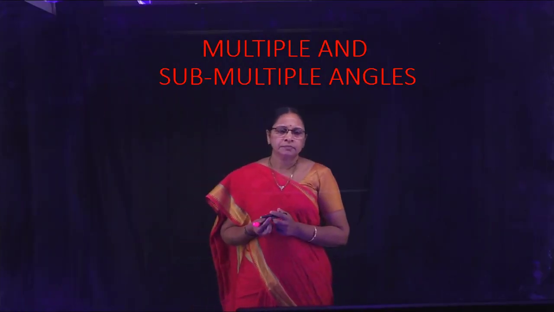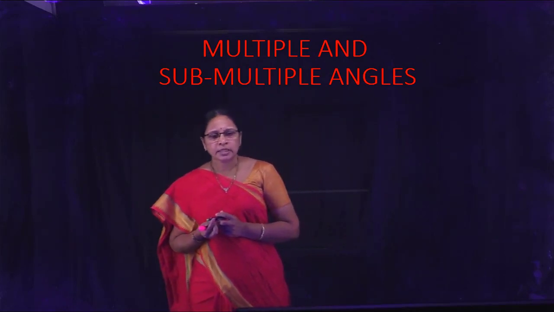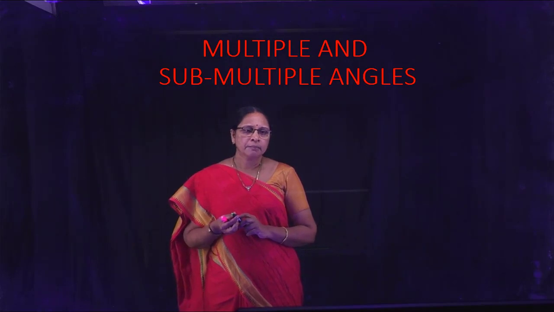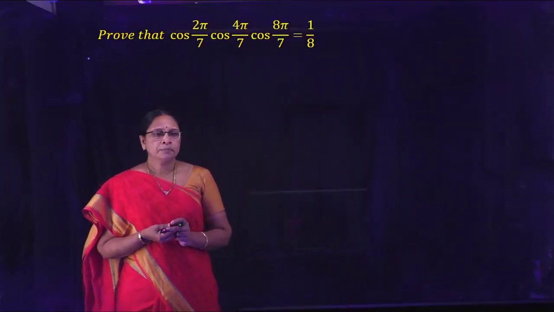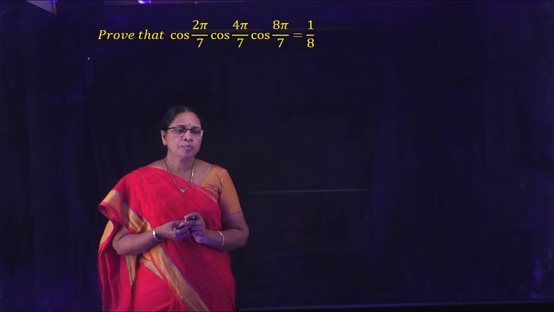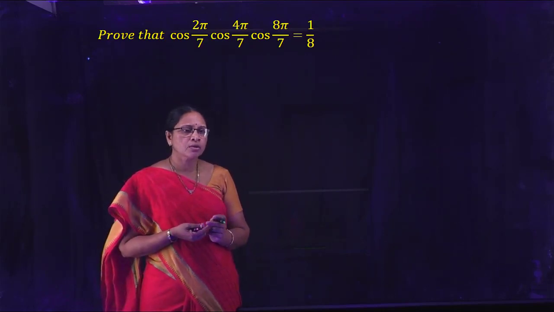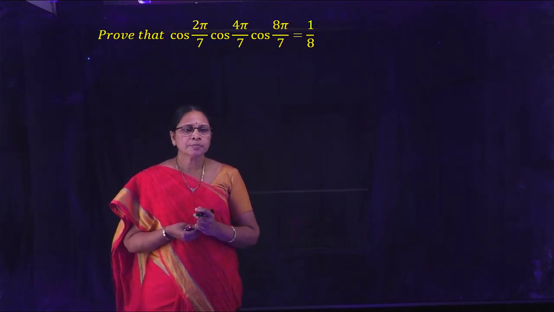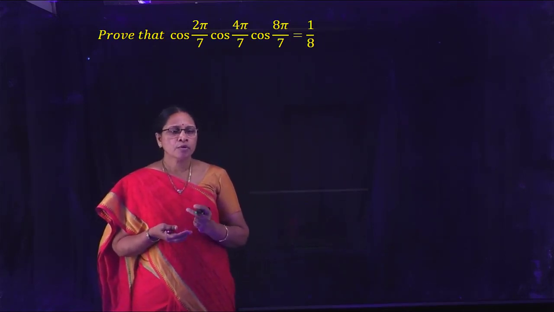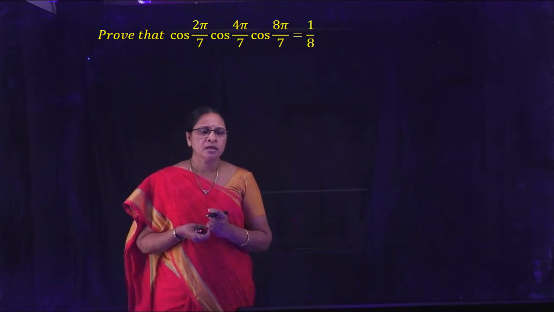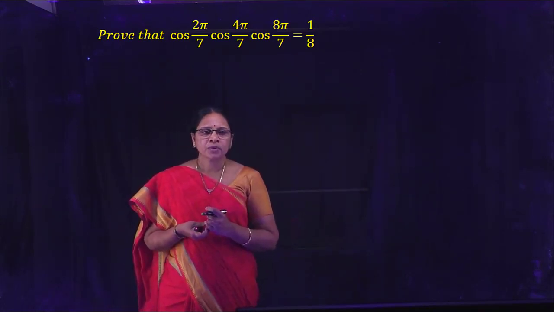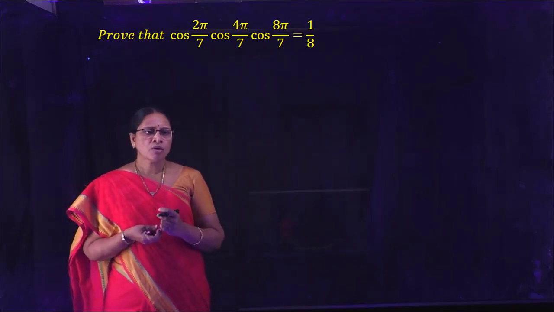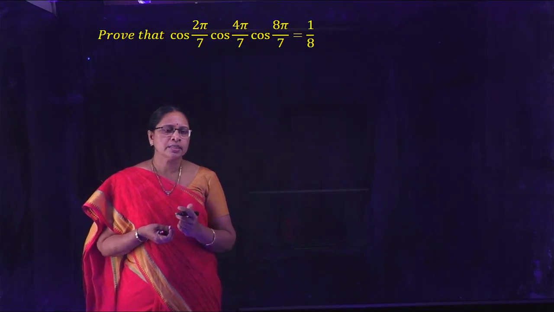Hello everyone. In this session, I would like to explain very important problems in the chapter multiple and submultiple angles. See the problem. Prove that cos 2 pi by 7, cos 4 pi by 7, cos 8 pi by 7 is equal to 1 by 8. Here, in this problem, 2 pi by 7, 4 pi by 7, 8 pi by 7 are in GP. We use this method in case of cos of angles which are in GP.